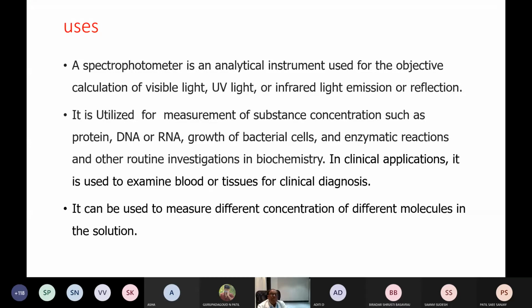When we are measuring investigations like protein, albumin, inorganic phosphorus, calcium, they are helpful to convey the message to the clinician that this much amount of that component is present in the blood of the particular person or patient. So it helps him to make the diagnosis and accordingly treat the patient. For all these things, the spectrophotometer is one of the important aspects in the laboratory.